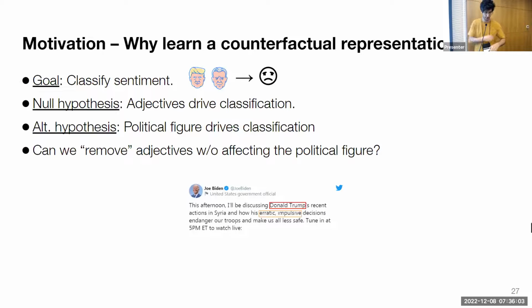All right, so going back to the examples before with the text about Trump. We have our problem, right? We want to classify a sentiment given some political candidate, and we have some hypothesis that it could be that the adjectives are driving classification, but it could also be that the only thing the model is doing is reading the word Trump and understanding that the sentiment is either negative or positive, depending on the data set that was used for training. And the question that we're trying to understand when we go about generating counterfactual representations is, can we remove the information about adjectives without affecting the political figure, right?